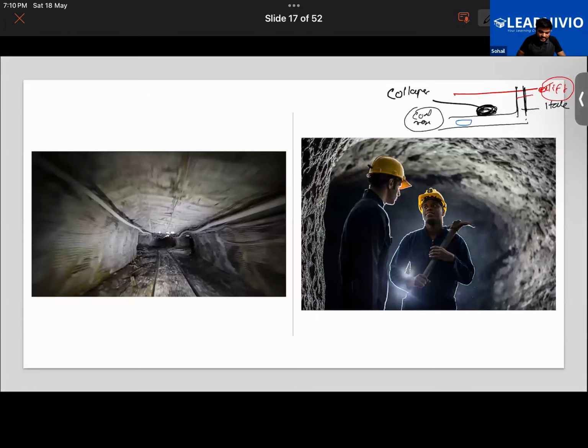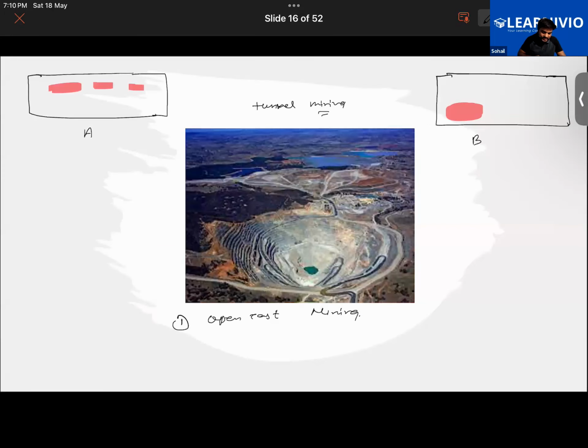Tunnel mining, have a look at this. This is tunnel mining. You build deep tunnels underground, and you also have surface mining.